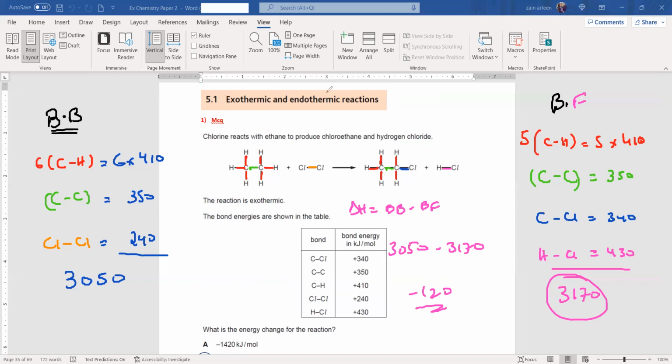This is one way of solving the question. There is also another short method. You can identify the common bonds in reactant and product and just take the difference of them. So whenever a reaction is given, you first show all the bonds, find the bond breaking energy and bond forming energy, and just calculate the energy change, which is bond breaking minus bond forming.